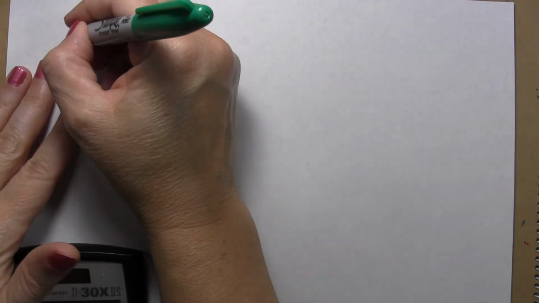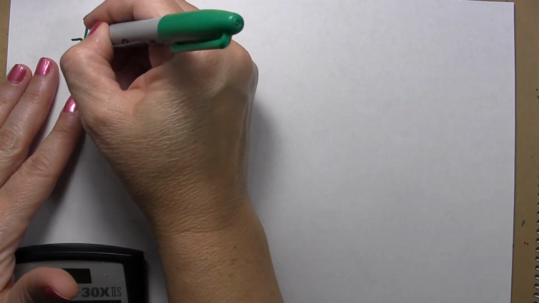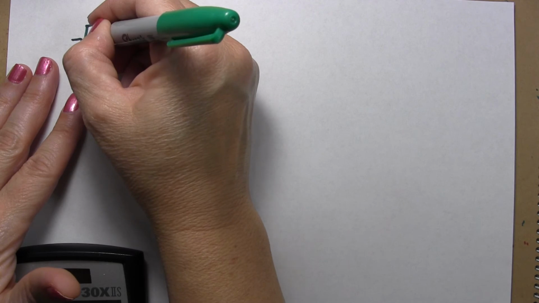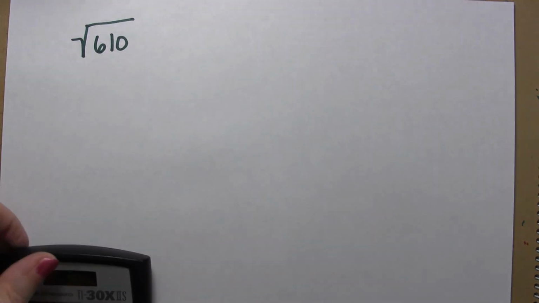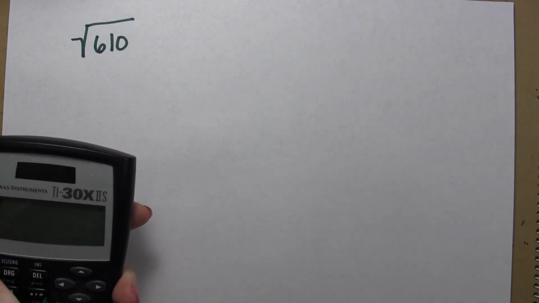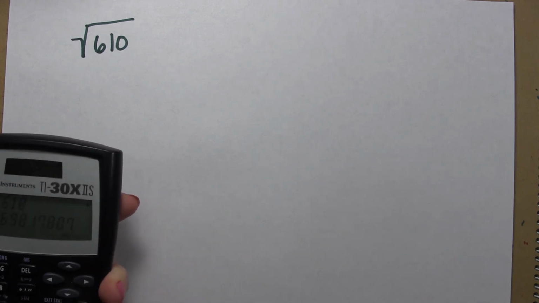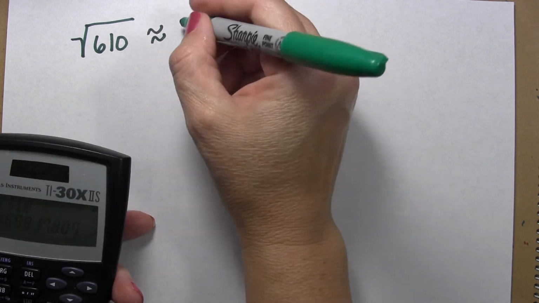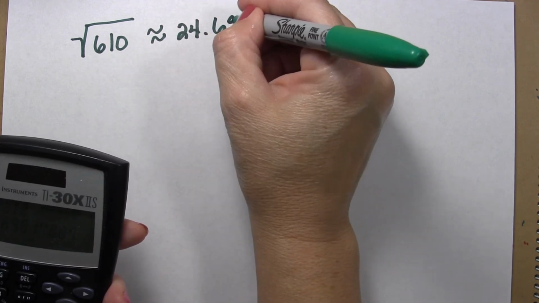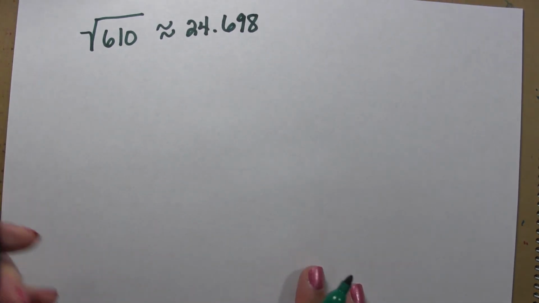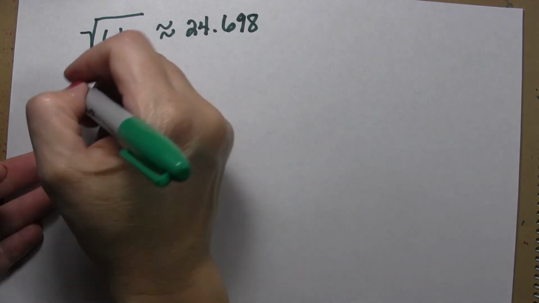Let's do another example. This one I'm just going to make up off the top of my head. I'm not even going to try to make it pretty, so it's going to be ugly. So I could ask you to do the square root of, let's do 610. Okay, so first everybody do the square root of 610 and see what you get. I get about 24.698. It keeps going after that, but that's my close.